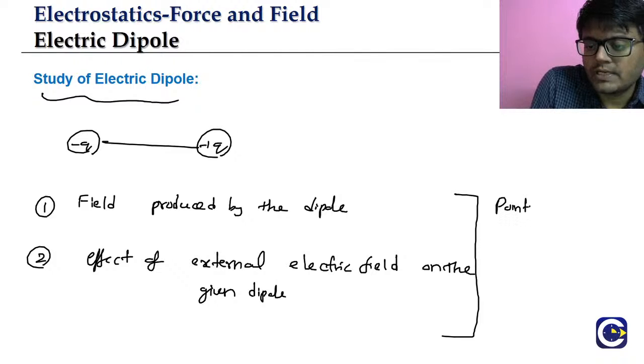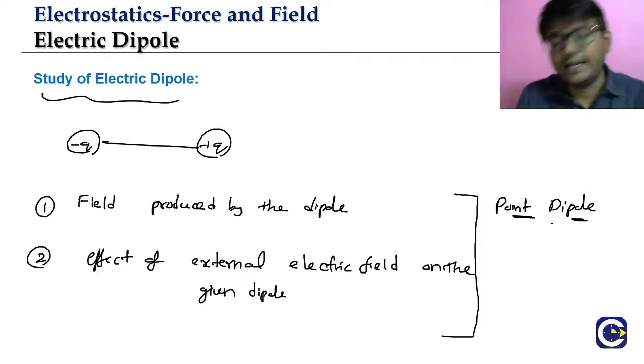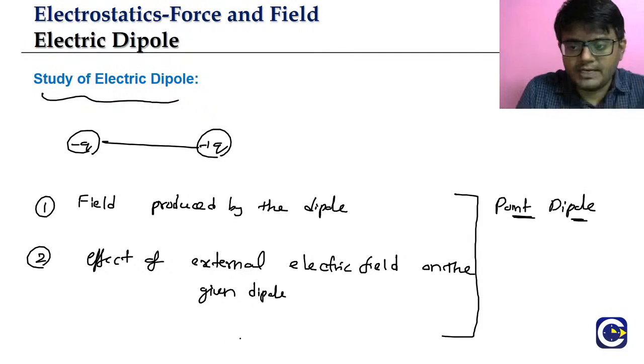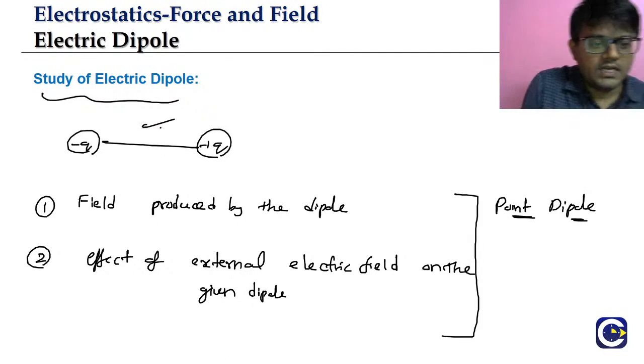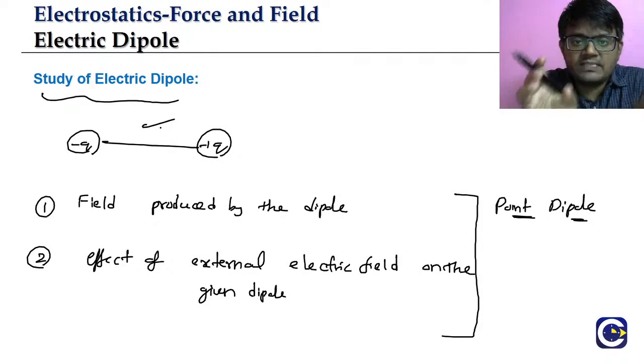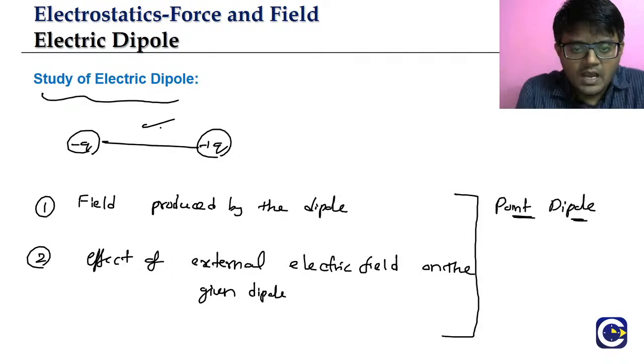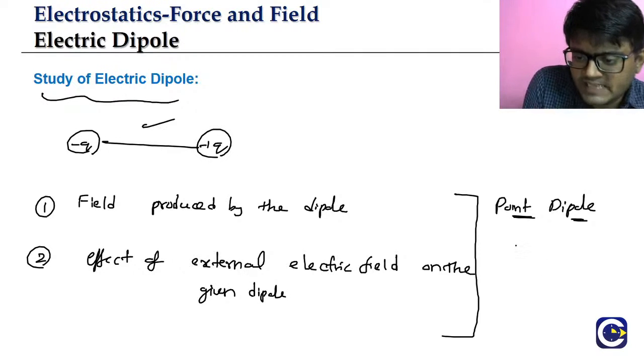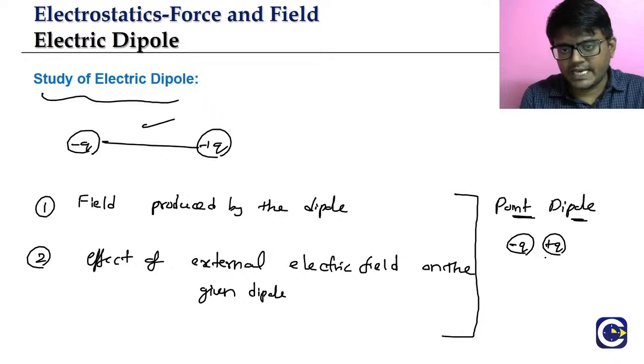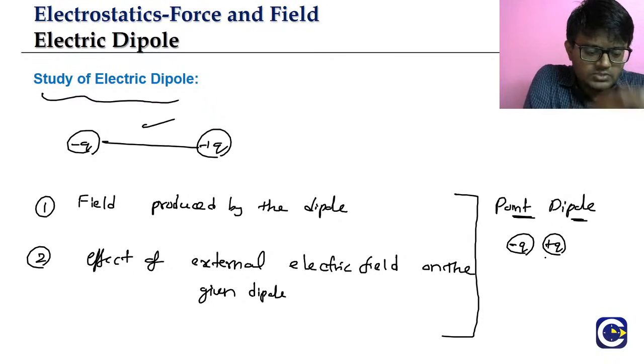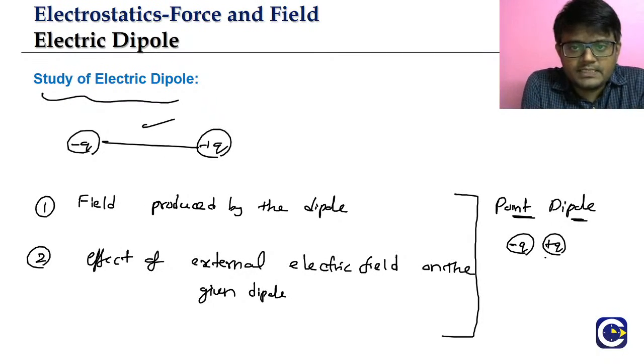Point dipole, and we will sometimes use this word. Point dipole, what is it? We said that the positive charge and negative charge will have some finite separation. Instead, imagine they are almost at the same point. Practically this is not possible, because if the positive charge is at one place, the negative charge will be at some distance.